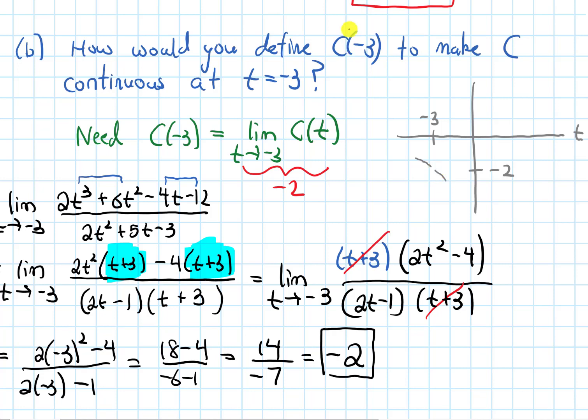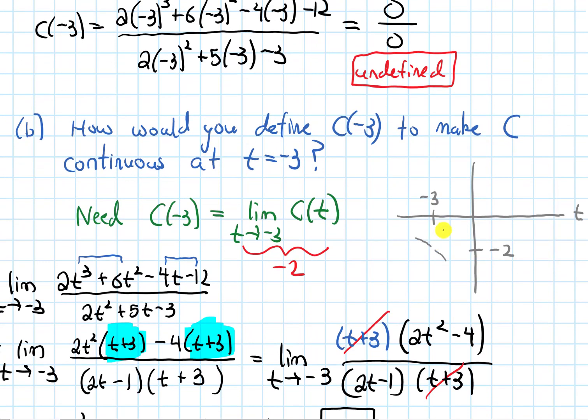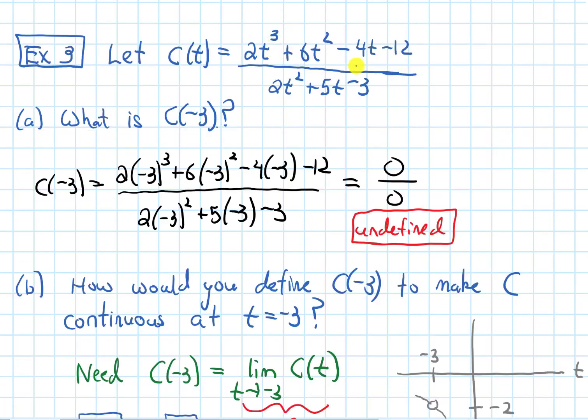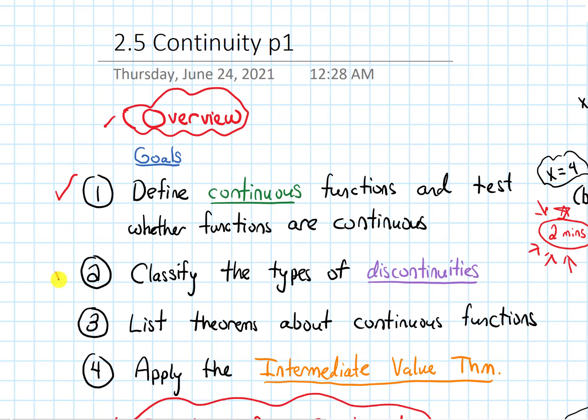I know that when we tried to plug in negative 3 into the function, it was undefined. So because of that, I have to skip this point, and that's giving the graph a hole. Visually, this function has a hole like this. It has a removable discontinuity. And that's why I can make it continuous by just defining c of negative 3 in a different way. In this case, by letting it be negative 2. That would fill in that hole. So we have finished our second goal for this section, talking about how to classify the types of discontinuities a function can have.